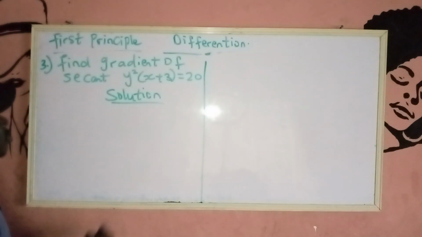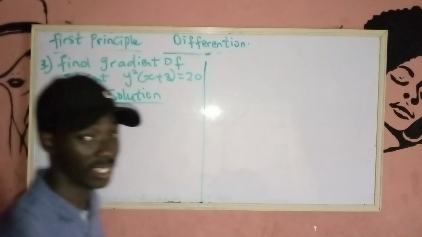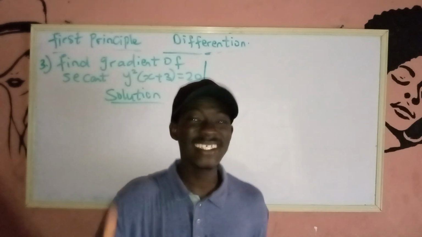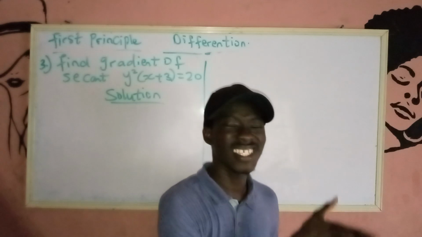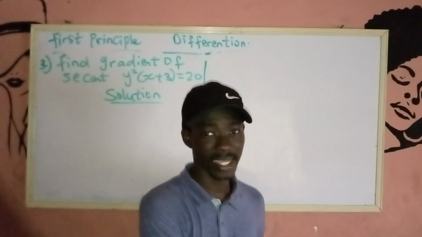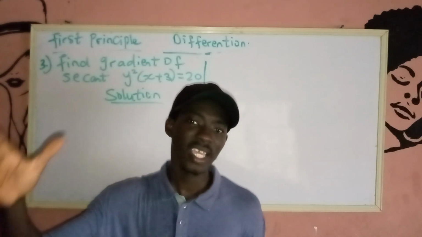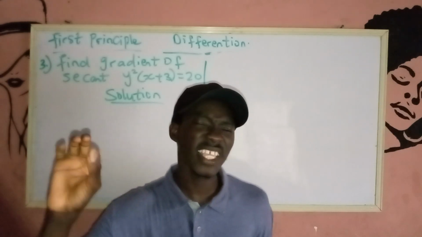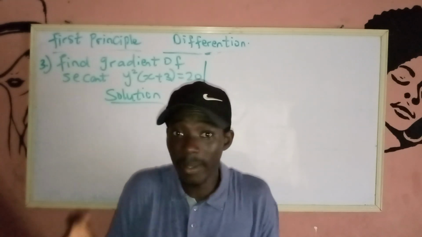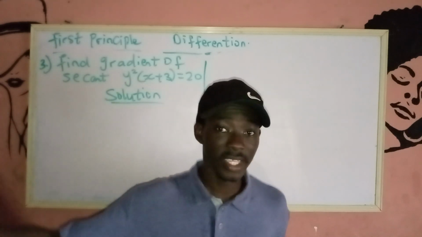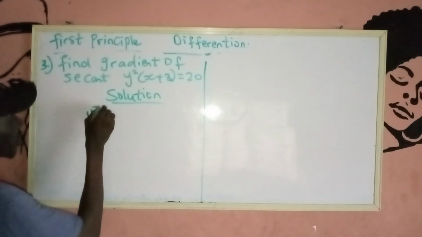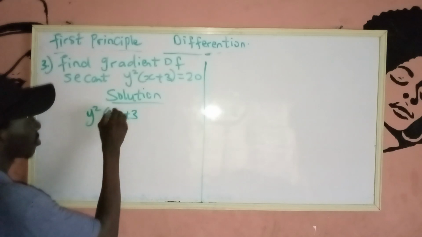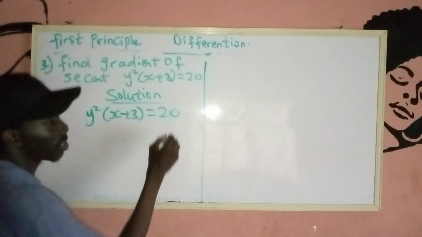Very simple. So now we have to find the gradient of the secant. There's a difference between the gradient of the secant and the gradient of the tangent. The gradient of the secant is change in y by change in x. That is the gradient of the secant. While the gradient of the tangent is when you plug in change in x equals 0 to get my dy/dx. That is the gradient of the tangent. Now let's do this. So I have y squared (x plus 3) is equals to 20.